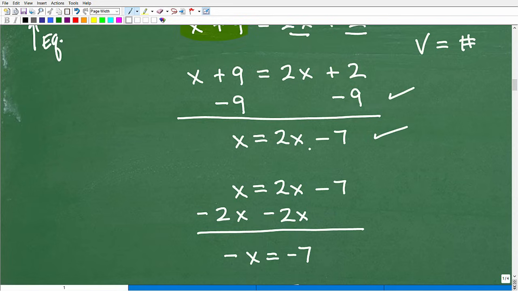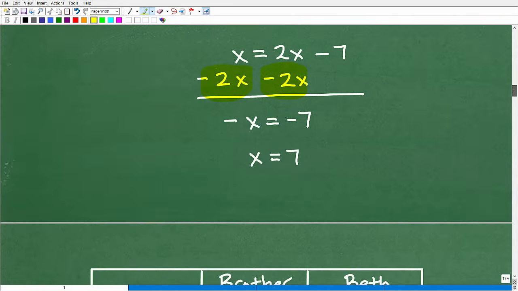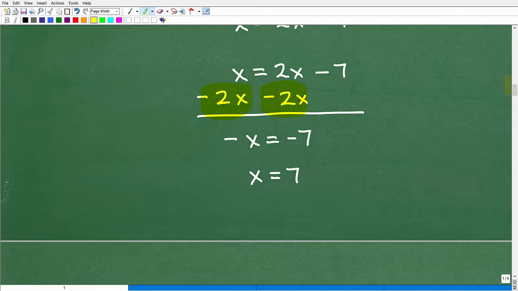Not the 7 over. The 7's perfectly fine. I've got to move the x over. So I'm subtracting negative 2x from the other side. Now, if you're not quite understanding what I'm doing here, then you've got to go back and watch my videos on solving equations in my algebra playlist. Okay, so we end up with negative x is equal to negative 7, and that is equivalent to x is equal to 7.